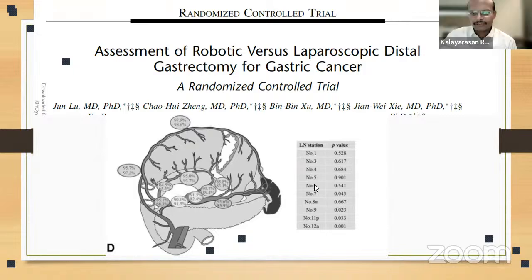So from station 7, 8A, 9, 11P, and 2A, as the lymph node stations go beyond the perigastric region, the robotic approach helps in achieving more complete lymphadenectomy. In other words, the compliance of lymphadenectomy improves for the extra perigastric lymph node stations. So that's an important message from this publication.